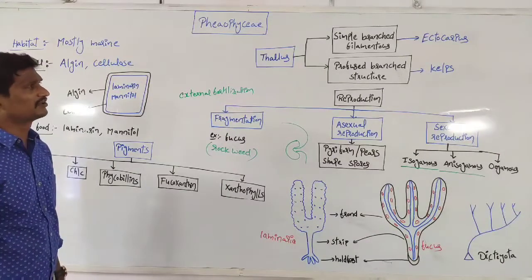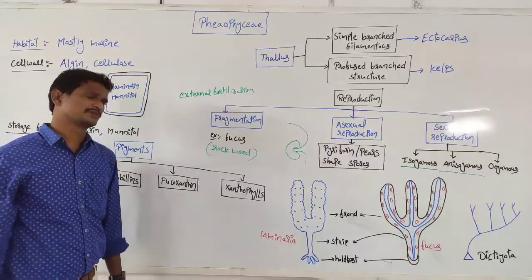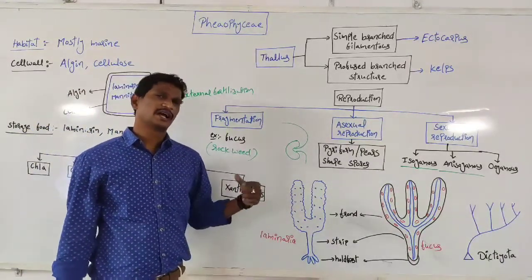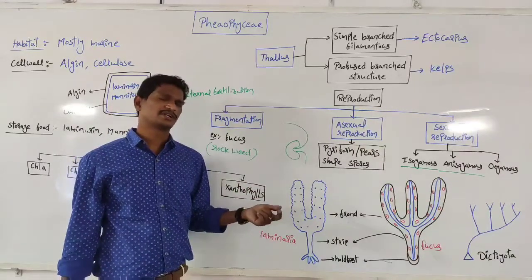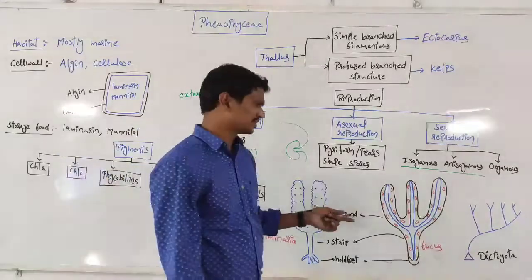Fucus is quite different from the others. It exhibits the diplontic life cycle. I will explain what is a haplontic life cycle, what is a diplontic life cycle, and what is a haplodiplontic life cycle. Right? So this is the Fucus.